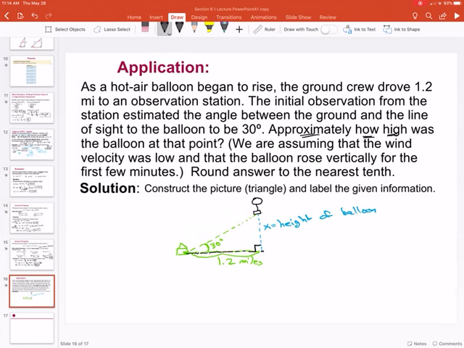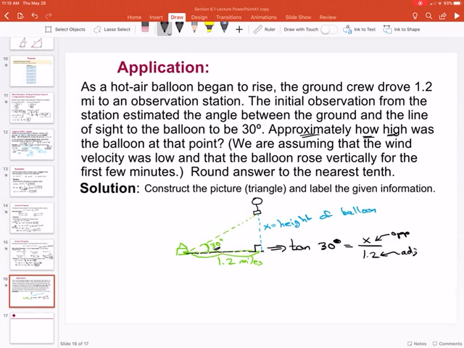What can I use to help me find x? What trig function would use the two legs of the right triangle, the opposite and adjacent side to this angle theta? We all know that's tangent. So let's use a tangent function. This implies the tangent of 30 degrees is equal to opposite, which is x, over adjacent. Opposite over adjacent, that's our definition.